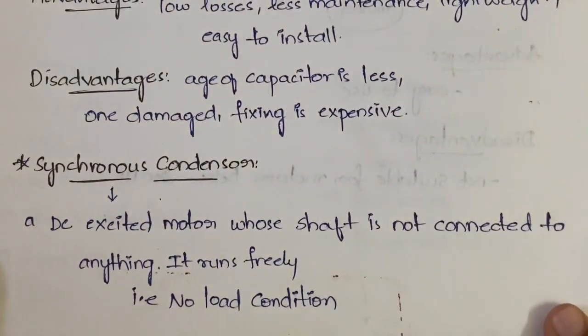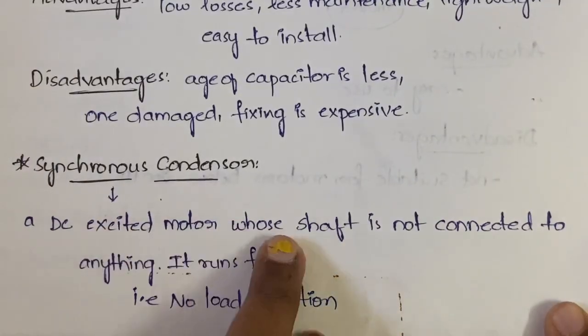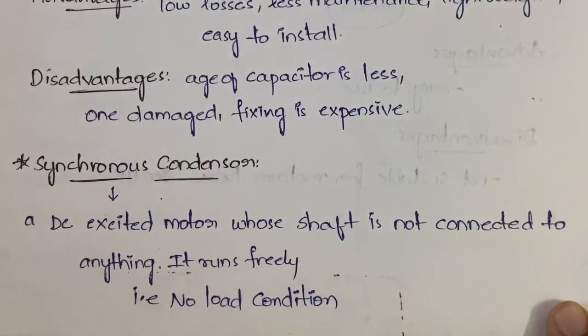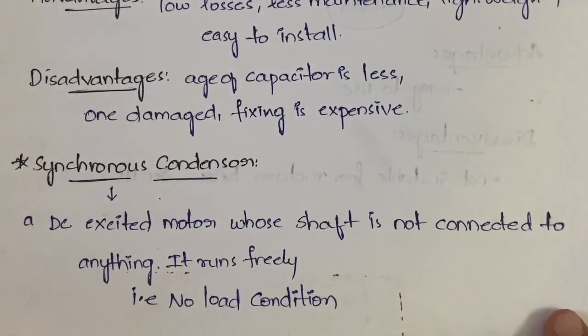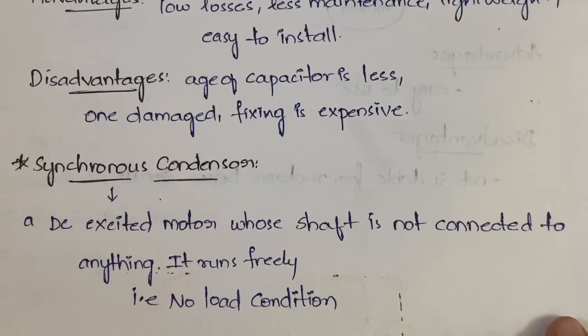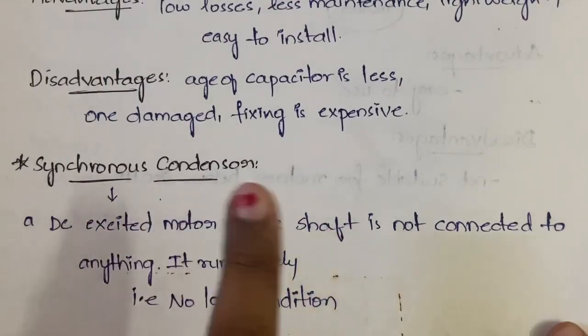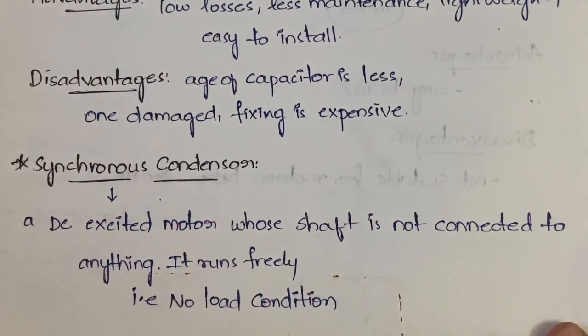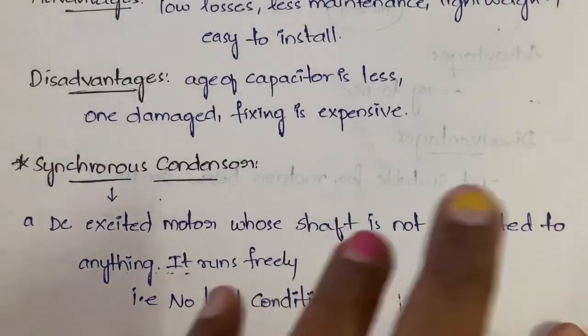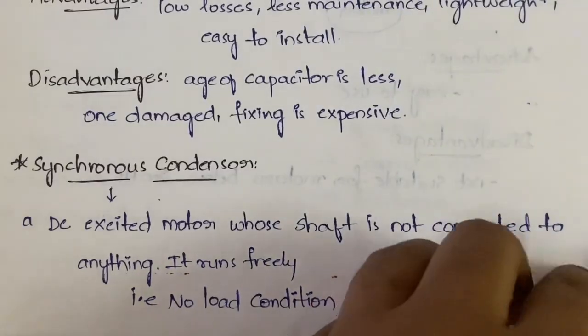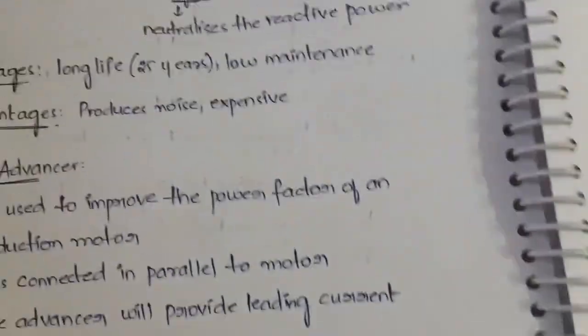First of all, what is a synchronous condenser? A synchronous condenser is nothing but a DC excited motor whose shaft is not connected to anything. Usually the shaft is connected to the load, but in the case of a synchronous condenser, it is a DC motor where the shaft is not connected to any load. It runs freely, that is, it runs in no load condition. Got it? This is what synchronous condenser means.